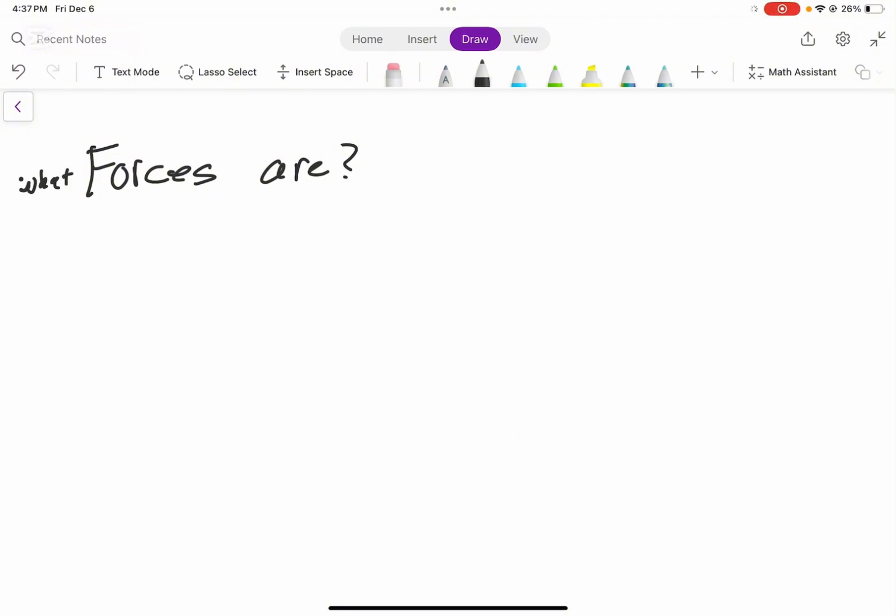What forces are. When you talk about what forces are, it's any push or pull. We talked about before how dynamics is the study of causes of motion. So forces are a push or pull. Anytime you push on something, that's a force. Anytime you pull on something, that's a force. Anytime you maybe kick something, that's a force. There's forces all around us.